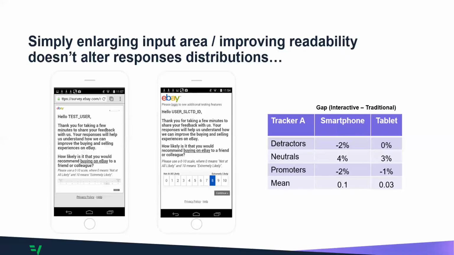Just to show you some results comparing the two versions, there's a data table on the right here where I'm showing the gap, or the difference, between the interactive button style version versus the traditional HTML version. And you can see the gap, the difference between the data, whether you're on a smartphone or tablet, not a whole lot of difference there.